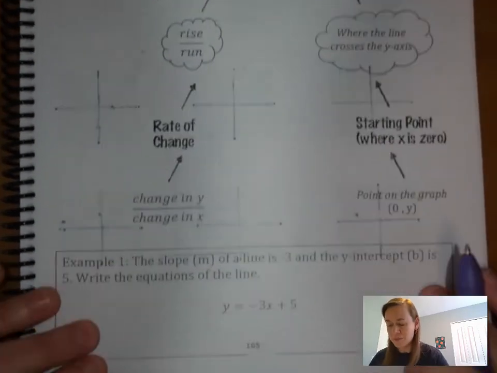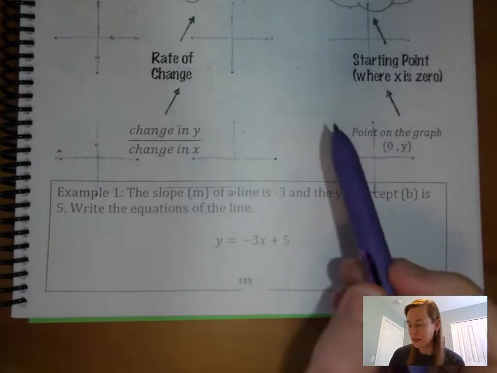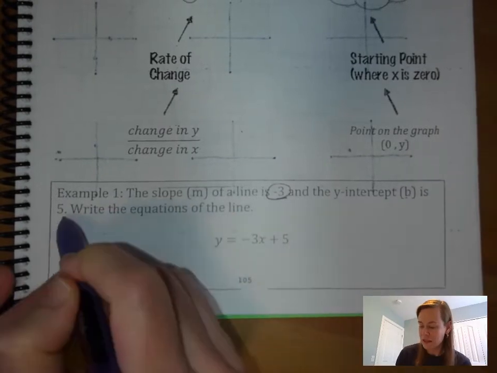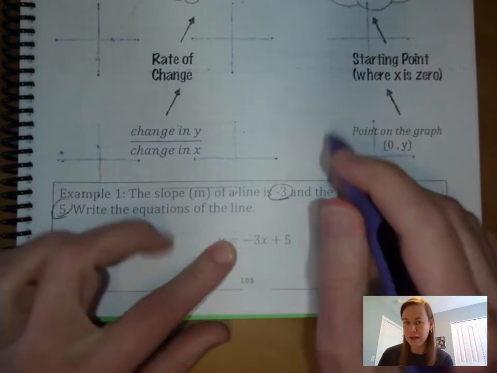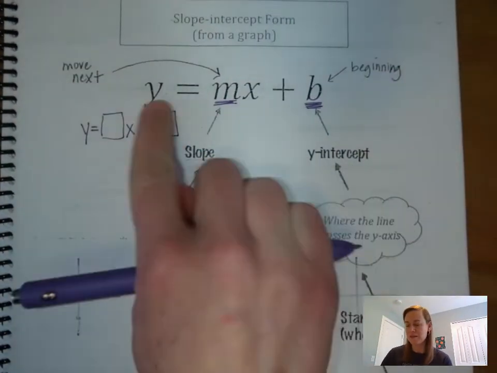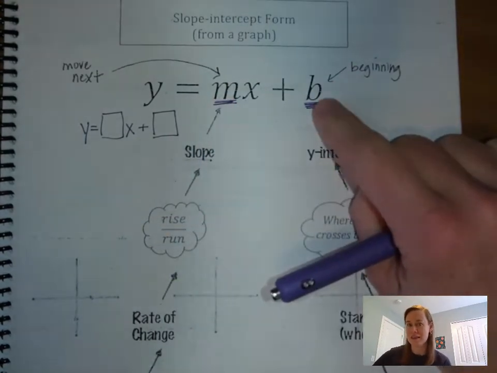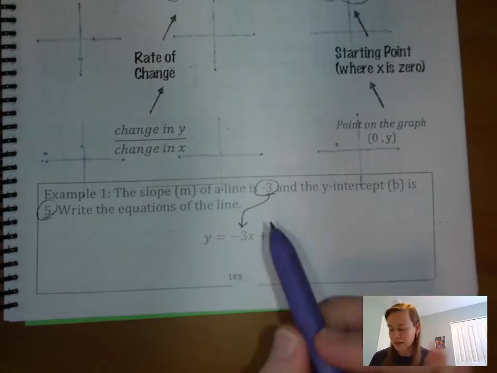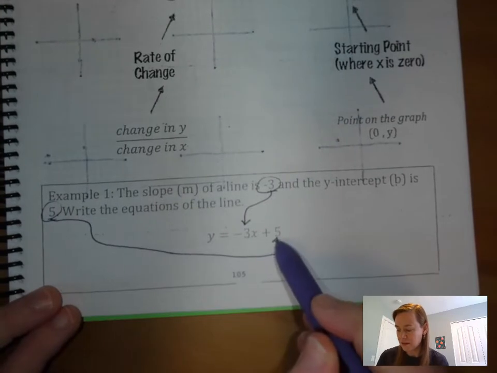So down here at the bottom of the page, we have an example. It's just in words. They're telling us the slope, or m, of a line is -3. And the y-intercept, or b, is 5. Write the equation of the line. Okay, so now remember we have our y equals mx plus b. So the slope goes right there in front of the x, and the y-intercept goes there at the end, okay? So what did they do here? They took that 3 and they put it right there in front of the x. So they took out the m, they threw it away, and they put the -3 in. And then they put the 5 over here at the end.